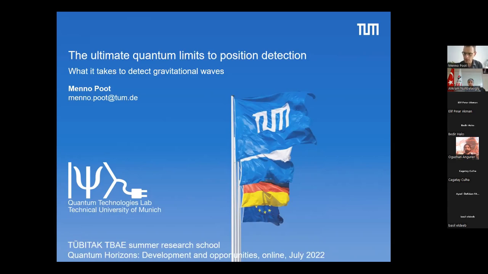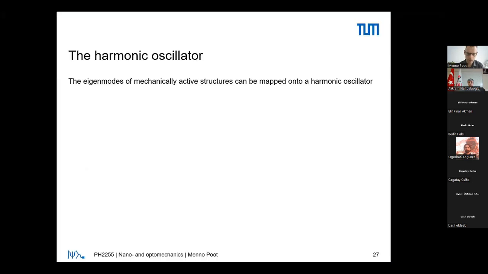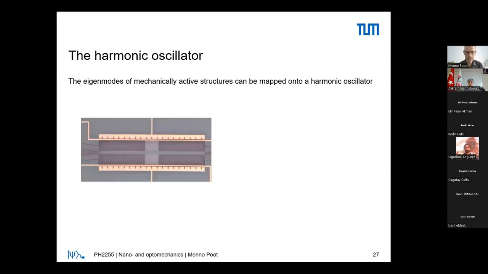So the first question was, what property of this mechanically active structure allows us to map it to a harmonic oscillator? I think that was referring to the part all the way at the beginning. Let me pull up that slide again. Where is it? That's this one over here. In this case, we have these mechanical structures. They have sometimes very complicated eigenmodes, and we saw that we could map these onto these things. So I can say that this is something that is not entirely trivial.